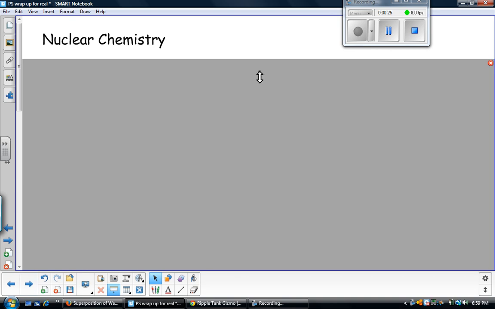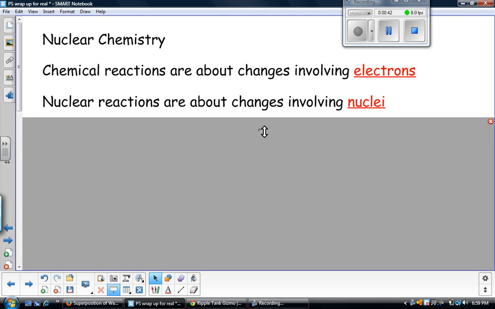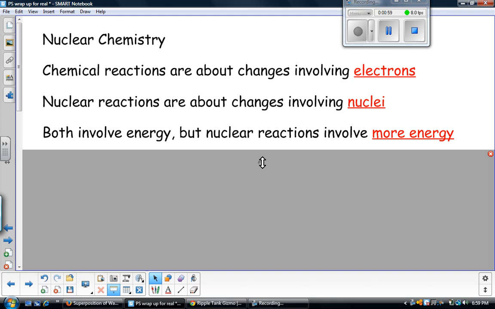Nuclear chemistry. We previously in class have studied chemical reactions. Chemical reactions are about changes that involve electrons, either transferring them or sharing them, and remember that electrons are outside the nucleus of an atom. With our focus now on nuclear reactions, we're talking about changes that happen actually inside the nucleus itself. Now, nucleus is singular, this word here, nuclei, is plural. So all it means is that instead of the electrons going through some kind of change, the nucleus itself is going through a change. Both types of reactions involve energy, but nuclear reactions involve a lot more energy for reasons that we'll talk about later.